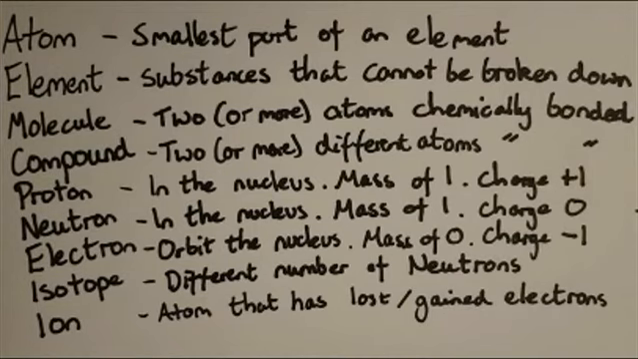This is where atoms are able to have an overall neutral charge, because they have the same number of protons and electrons, so the charges cancel out. We then have two key terms at the bottom that people often get confused about: isotope and ion. Now, an isotope is a version of an atom that has a different number of neutrons. Isotopes are often radioactive as well.